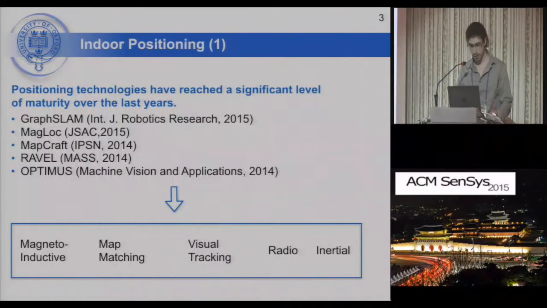So over the last years, location technologies have reached a significant level of maturity. For instance, we know how to efficiently do simultaneous localization and mapping using GraphSlam. We also have systems like MacLoc, Mapcraft, RAVEL, and Optimus that use techniques such as map matching, visual tracking, and sensor fusion to provide accurate positioning services, especially in indoor environments.